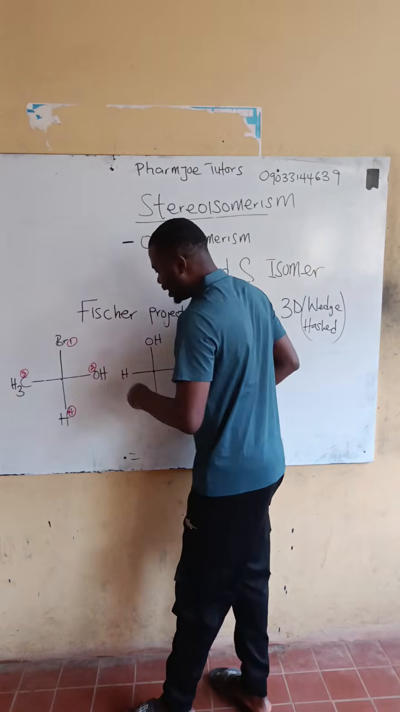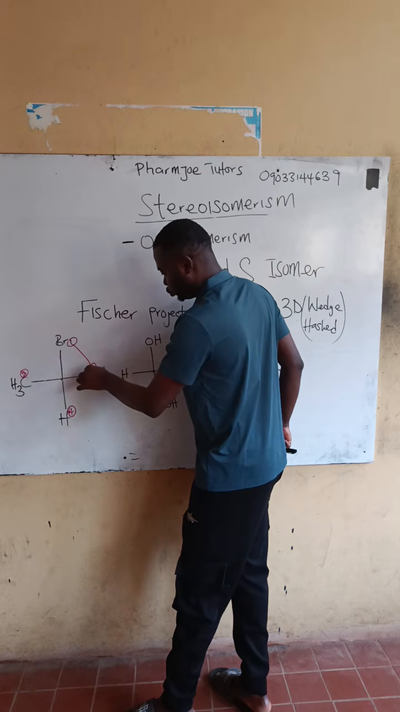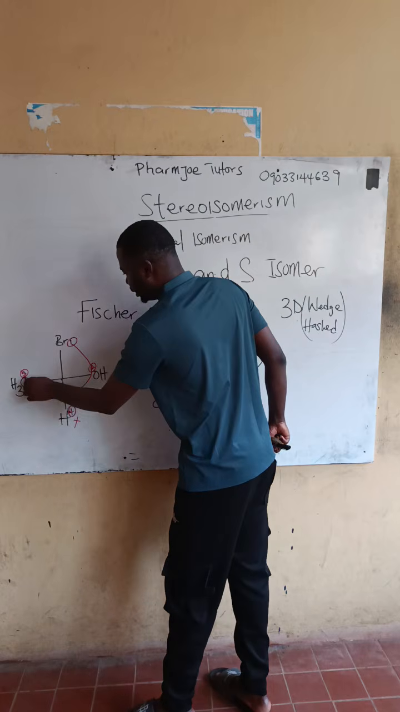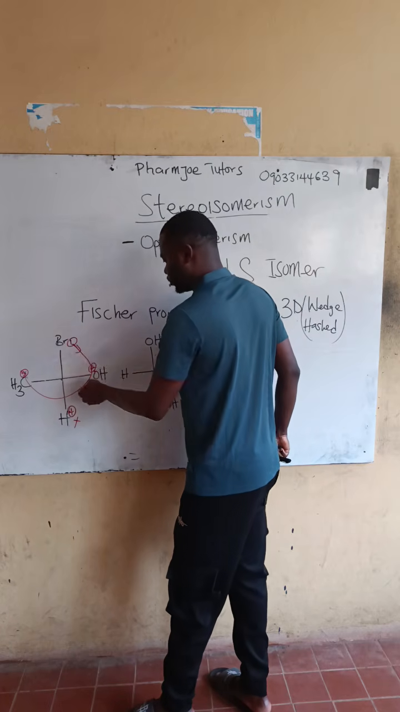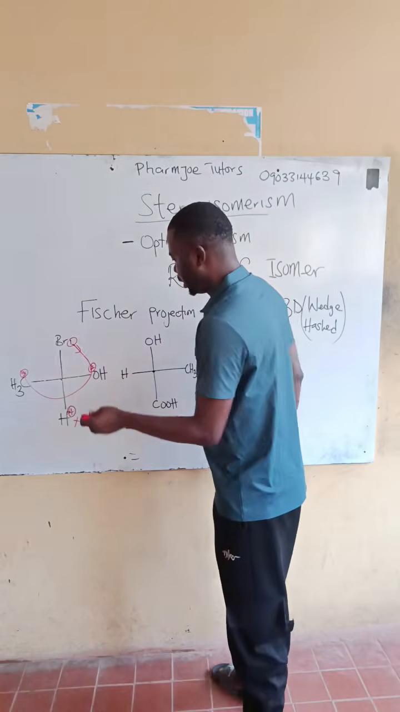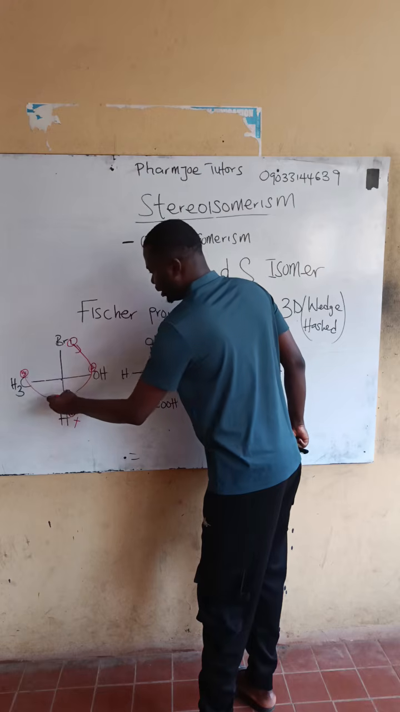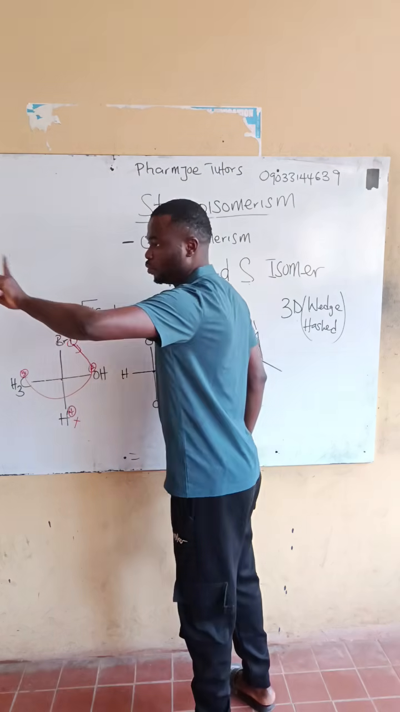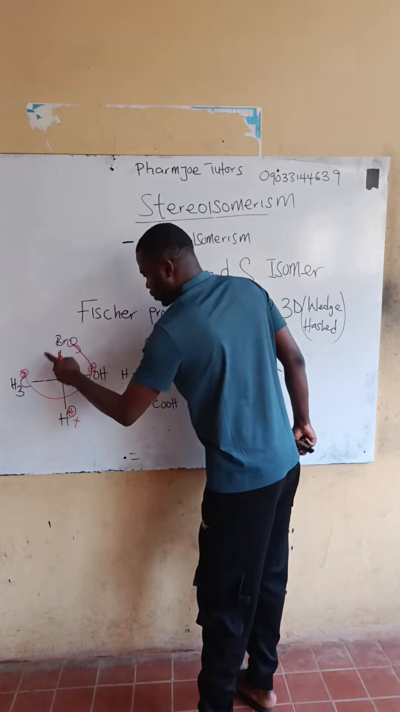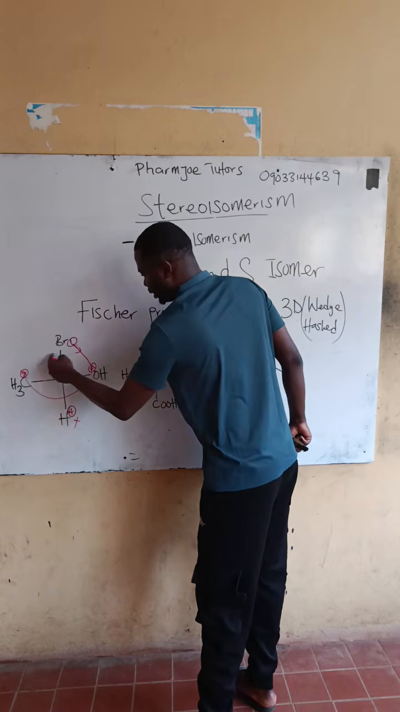Now I will connect my 1. I'm connecting 1 to 2, then assume this one is not there. So 1 to 2 to 3. Now, if you see the way I'm going, is it clockwise or anti-clockwise? Clockwise means you are going in the manner of the clock. But if you go the other way, it is anti-clockwise, meaning you are going against the hands of the clock. So 1 to 2, then to 3 is clockwise.